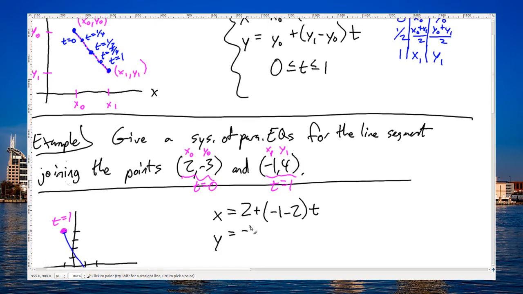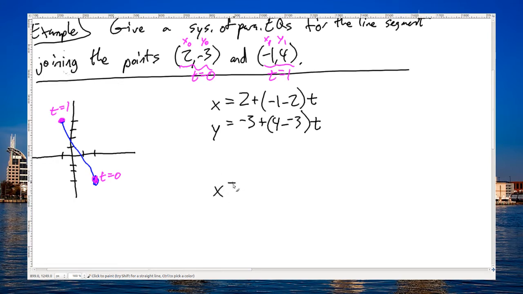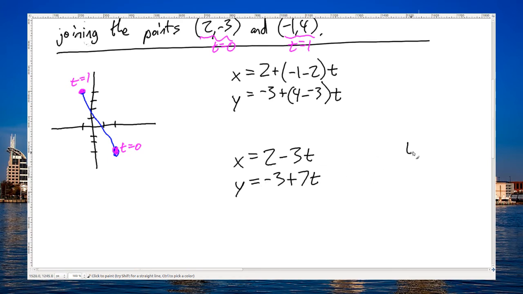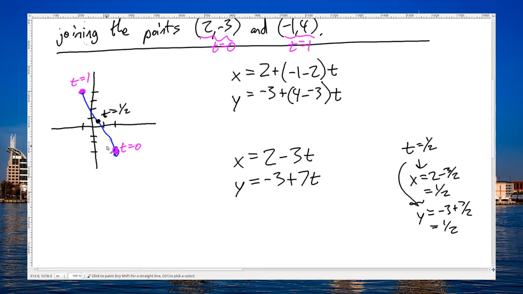y is equal to y0, which is negative 3, plus y1, which is 4, minus a negative 3, times t. And then those simplify, of course. So it's going to give me x equal to 2 minus 3t, and y equal to negative 3 plus 7t. And sure enough, if you were to plug in values, let's plug in t equal to 1/2, then my x value would equal 2 minus 3/2, and so that would be 1/2. And y is equal to negative 3 plus 7/2, which would also be 1/2. So there's that point right here that should be on the line, 1/2 comma 1/2 at t equal to 1/2. So that definitely fits the picture as well.